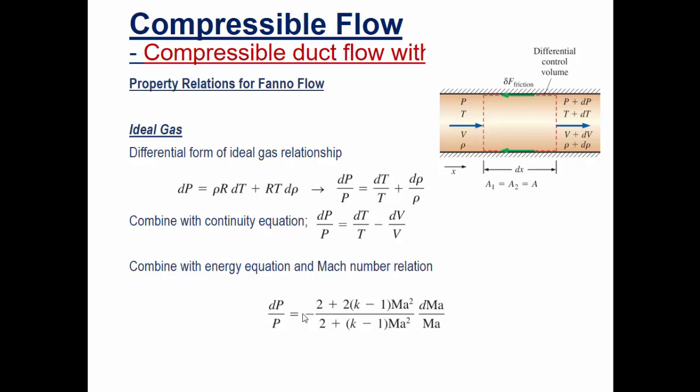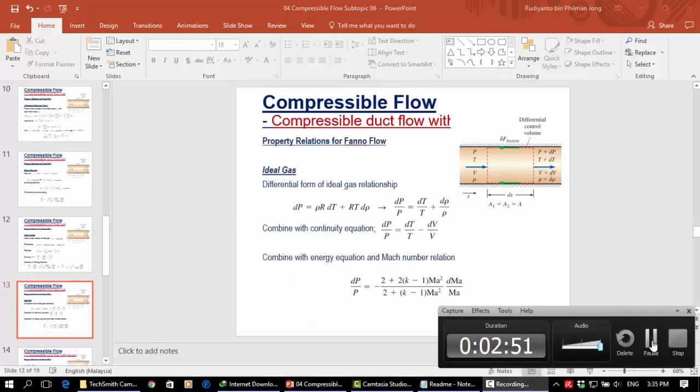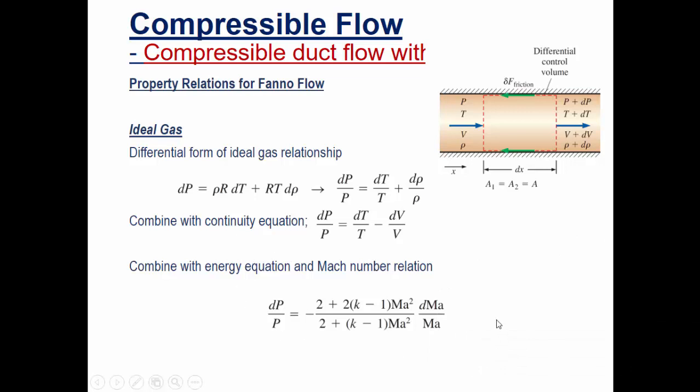Hence, for this ideal gas relationship, we will have another simple equation that we can straight away use to solve the problem, which is dp over p equal to negative 2 plus 2k minus 1 Mach number square divided by 2 plus k minus 1 Mach number square times the dMa divided by Ma. Ma is the Mach number. And from here we can see that the change of pressure, or the differential of the pressure, will change with the change of the Mach number.